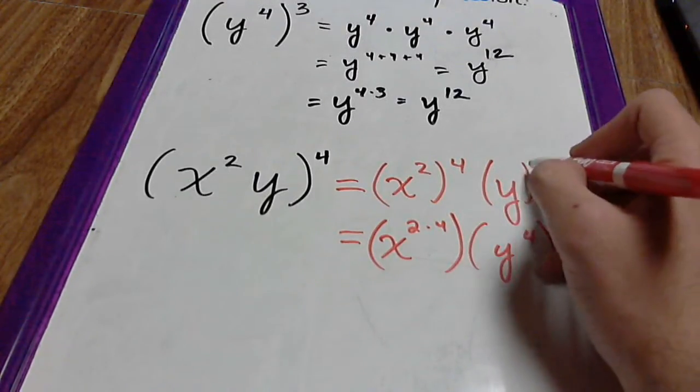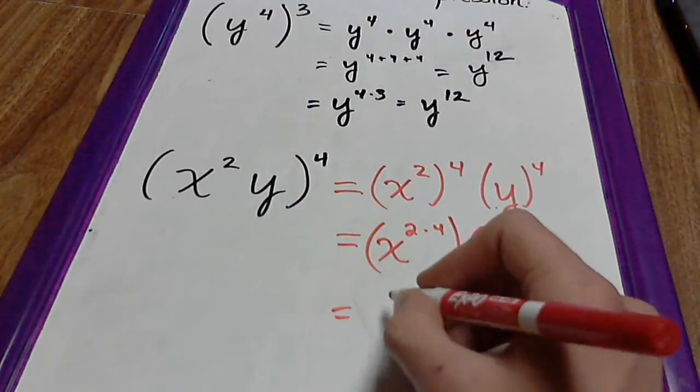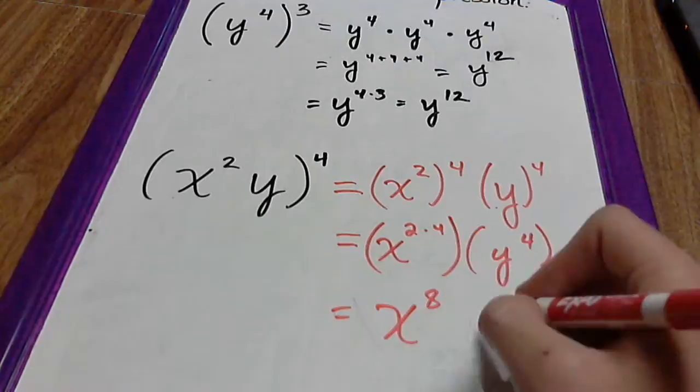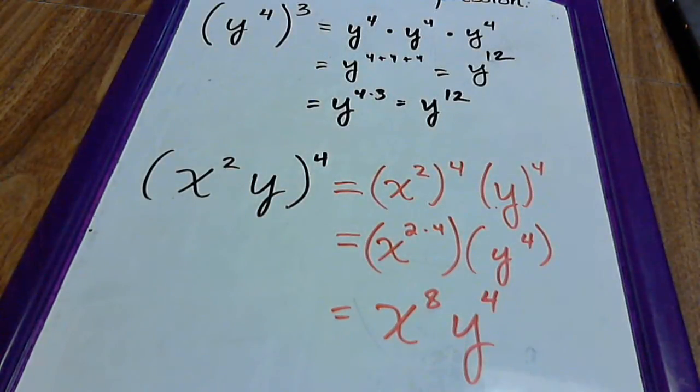Okay? Y to the fourth, y is just by itself, so we just raise it to the fourth power. X to the 2 times 4 is the exact same thing as x to the power of 8 times y to the fourth, and I just lose my parentheses. And that would be your answer there.